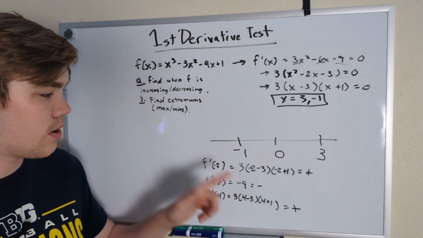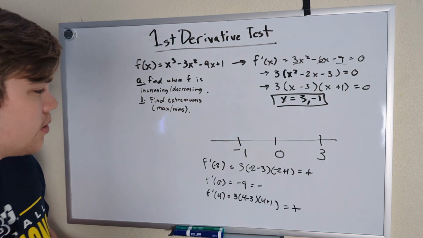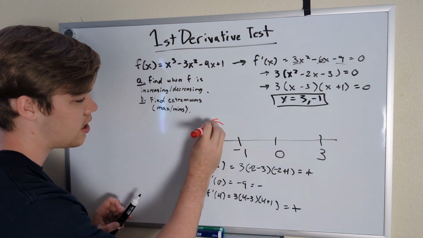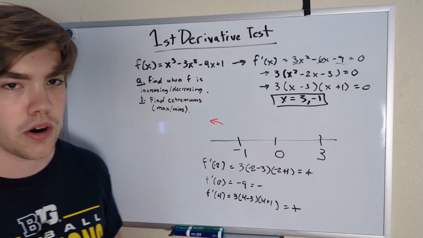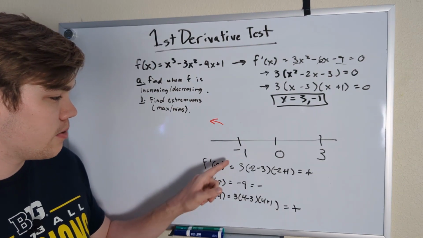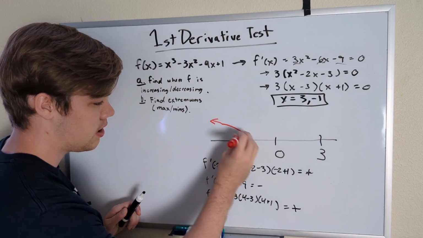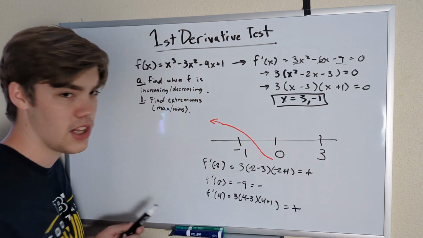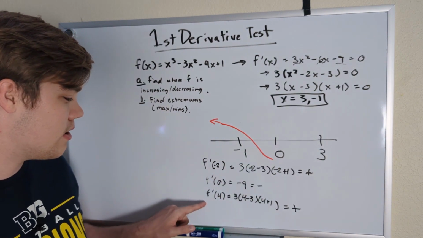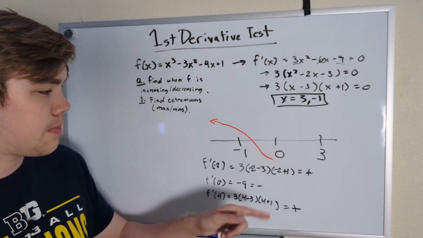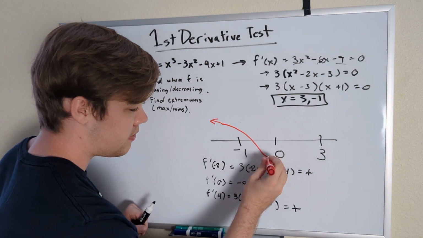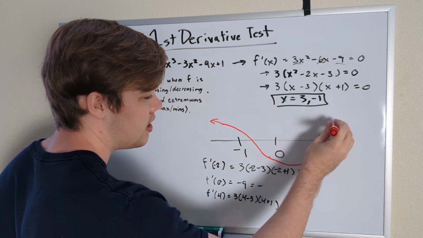So below -1, the function is increasing. So we know it looks something like this. It's going upward whenever we go lower than -1. But whenever we reach f prime of 0, which is slightly higher than -1, the function is decreasing. So it goes below the x-axis as such, something like that. But then we also know when we reach f prime of 4, it's positive again. So that means the function continues to increase after 3.